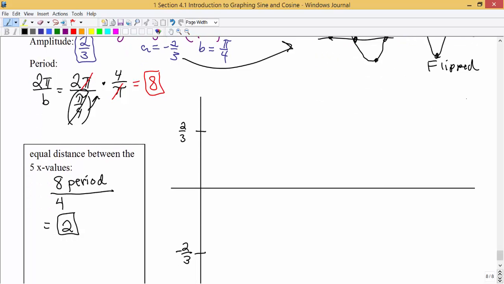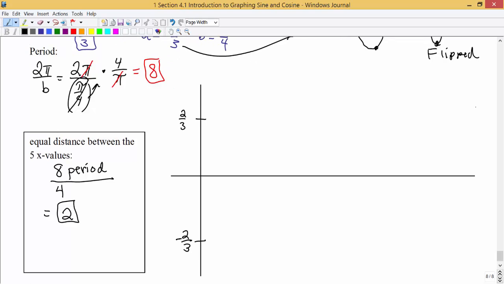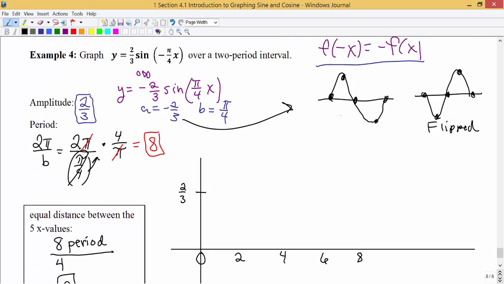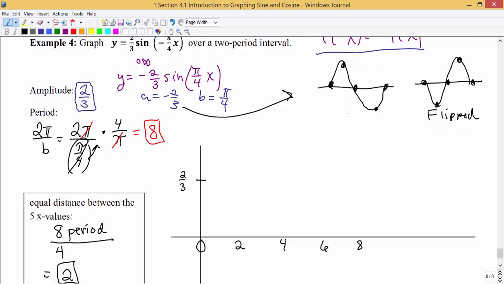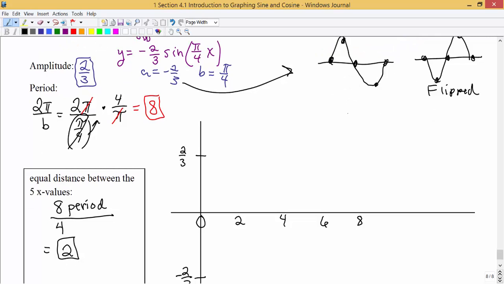So we have the amplitude, and we have the period, and we need now to find all of our x values. We're starting at 0, and the next value would be 2. We're going to add that equal distance that we found, 2. The next one would be 2 plus 2, which is 4. We add 2 again, we get 6. We add 2 again, we get 8. And there's our 5 key points that we need for one cycle. We are asked to do 2 full cycles, so we will do that in just a minute.